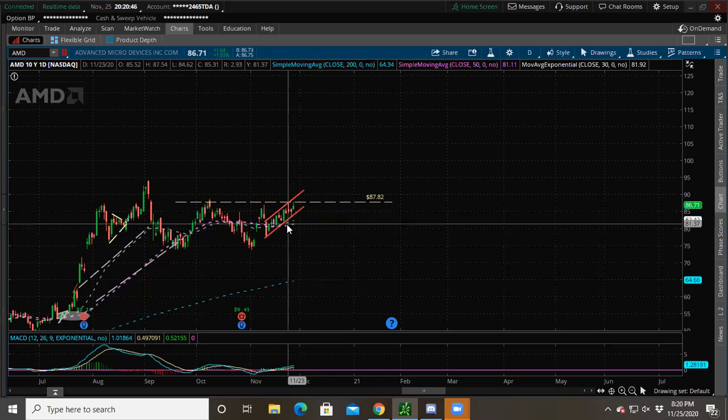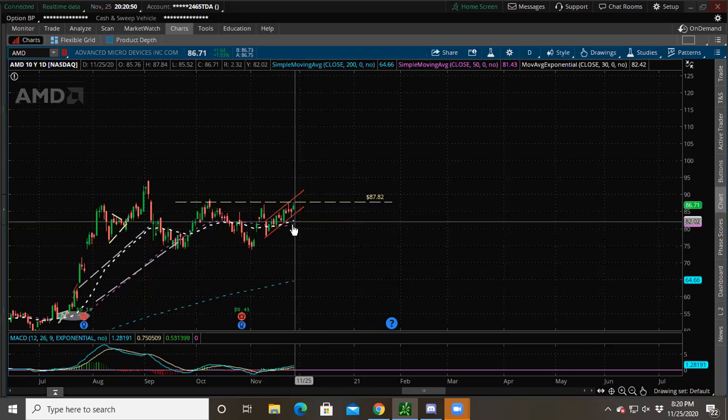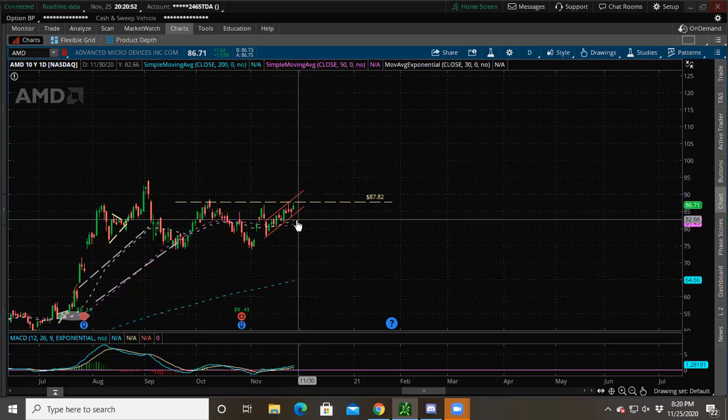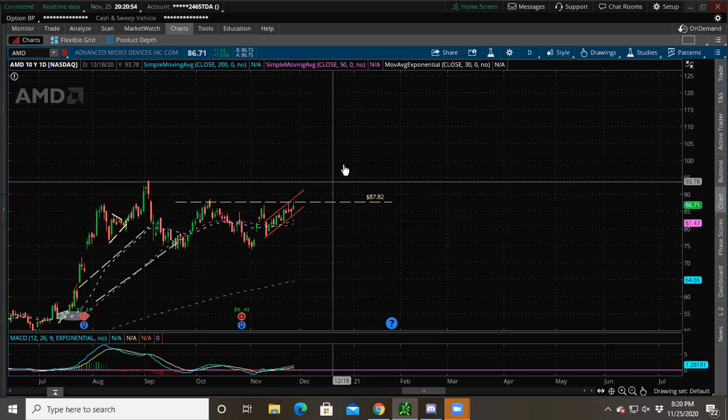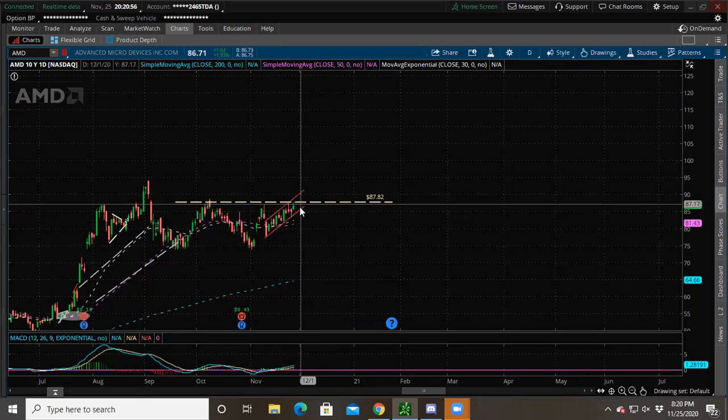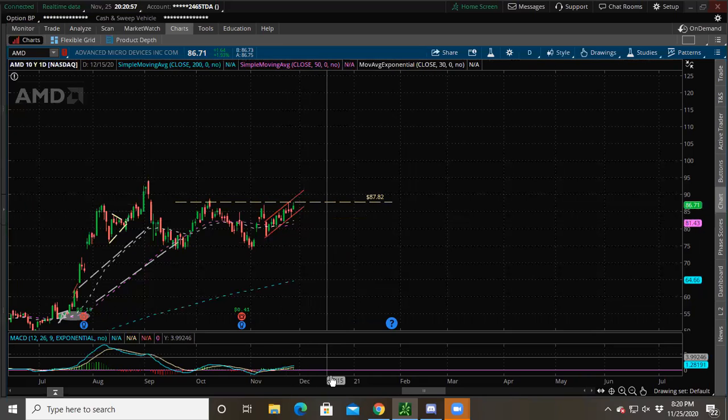You'll notice that these EMAs are starting to curl up. The EMA 30 is starting to pass over the 50 and starting to get a little separation. So we want that thing to curl and go. And you want the price to finally, on the daily, get past that point, right?